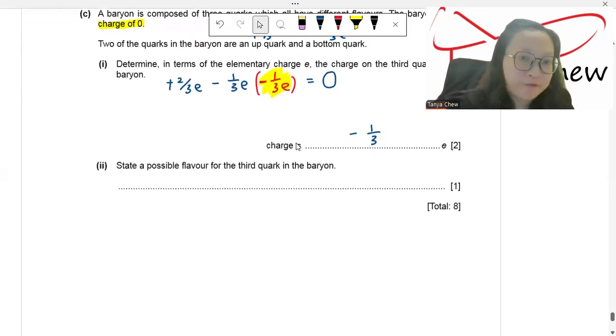State a possible flavor of the third quark in the baryon. I call it strange, very strange, right?